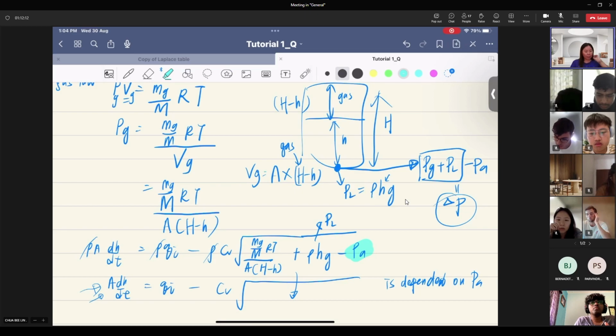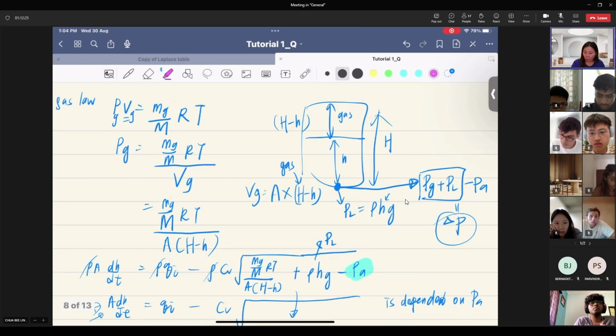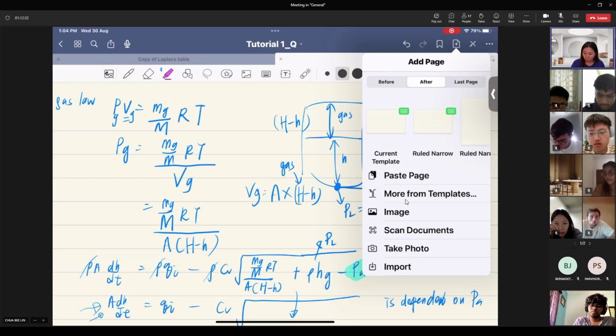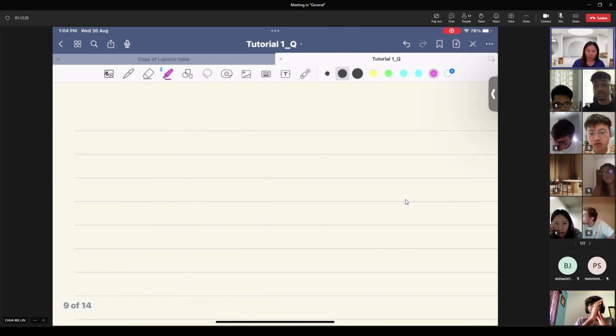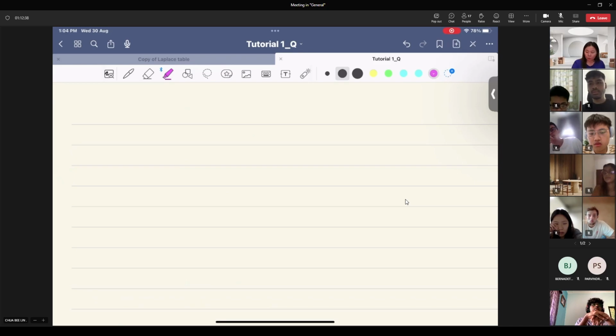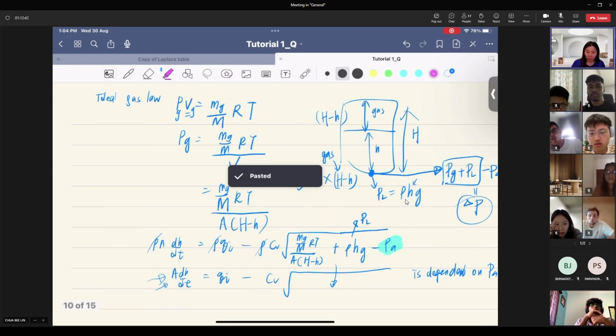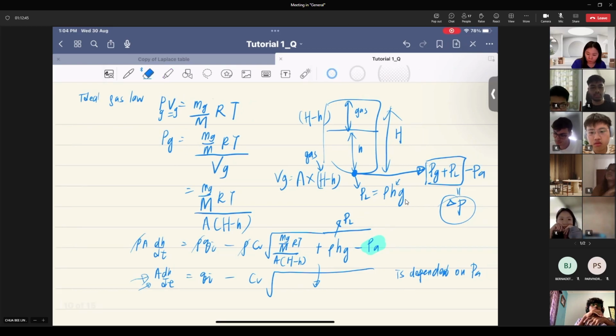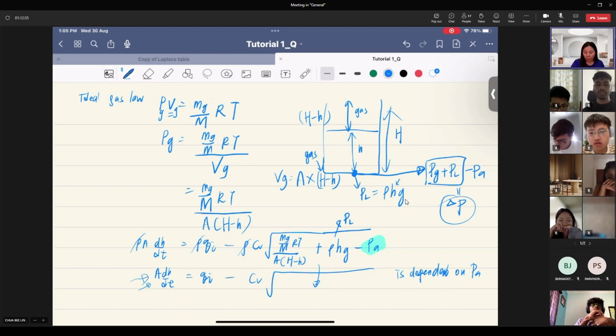If this is not the sealed tank anymore, what you need to change is this. I will use a different color and copy the whole page to the next page. So let's say this is no longer sealed, and I'll have something like this. The changes I will put in red color.